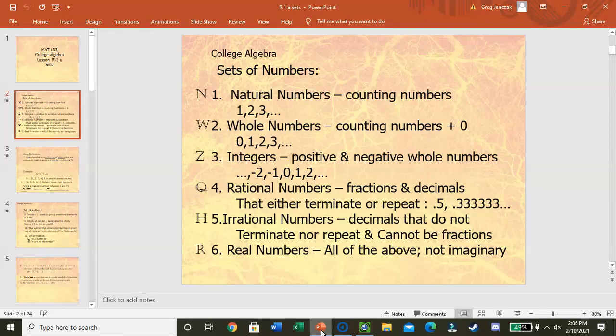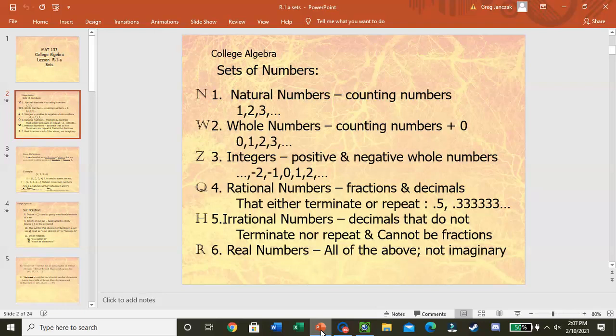With sets of numbers, we start with the natural numbers, also known as counting numbers. In other words, when we count, what do we start with? 1, right? 1, 2, 3, and go on from there. So natural numbers are counting numbers. They're the numbers you count with, so you start with 1.